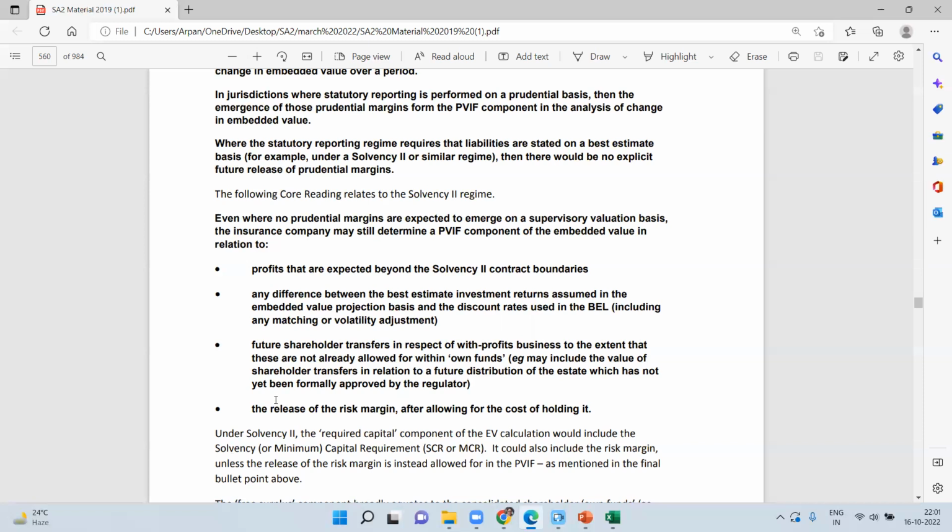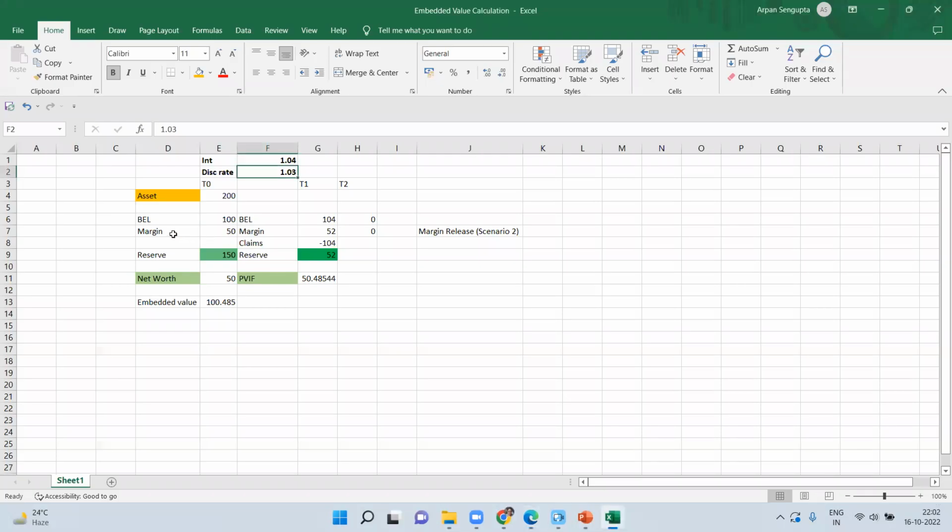And once again, the third portion is the release of risk margin. So this margin that I have considered here can also be called risk margin in Solvency II, and in IFRS 17 it's called risk adjustment. In this case, I think it is obvious that this 50 is coming here, right? If we change this to 4, this 50 is still coming here.